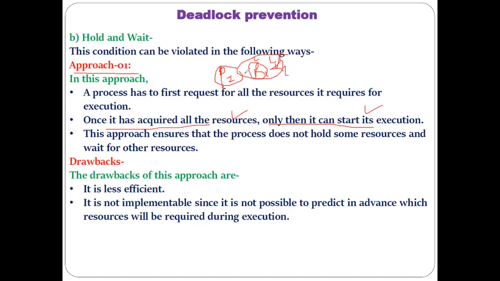P1 should start its execution only when it gets both resources, R1 and R2, at a time. So because of this, what will happen? This approach ensures that the process does not hold some resource and wait for another resource. P1 will not hold R1 and wait for R2, or hold R2 and wait for R1. P1 will start its execution only when both of the resources are available and the request for both is granted to P1. So that is the one approach using which hold and wait can be avoided.